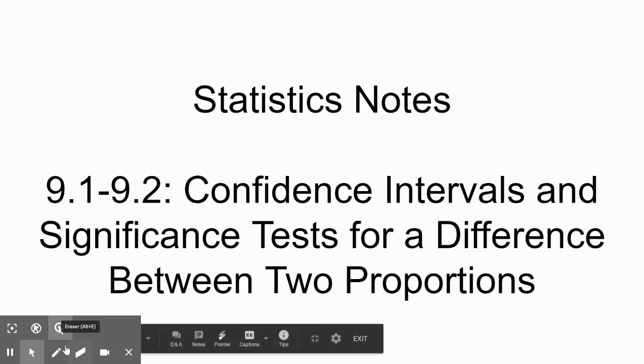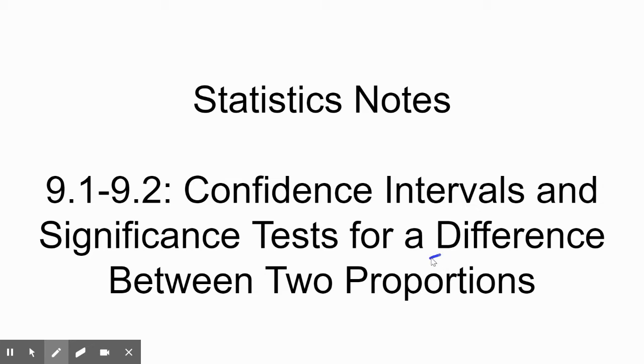So we're going to do 9.1 and 9.2. These are just abbreviated notes: confidence intervals and significance tests for a difference between two proportions.